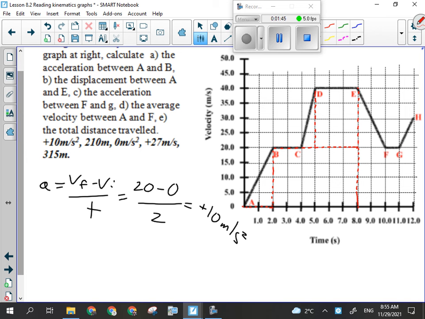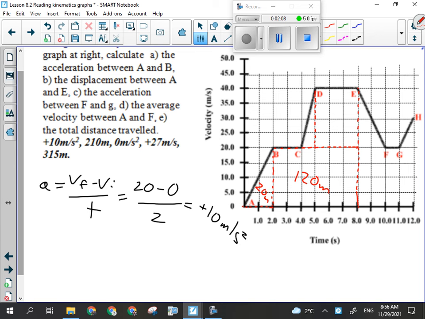For me, the first shape here has a base of 2 and a height of 20, so 2 times 20 is 40, divided by 2 is 20. So that's going to be positive 20 meters. Then I've got this rectangle that has a base of 1, 2, 3, 4, 5, 6, and a height of 20. So that'll be 120 meters in there.